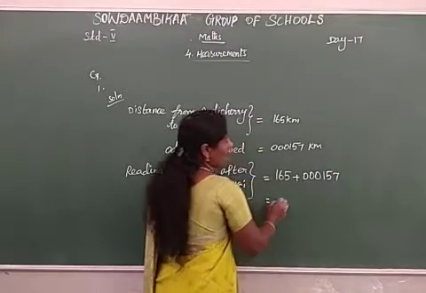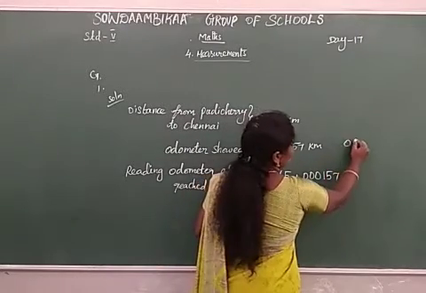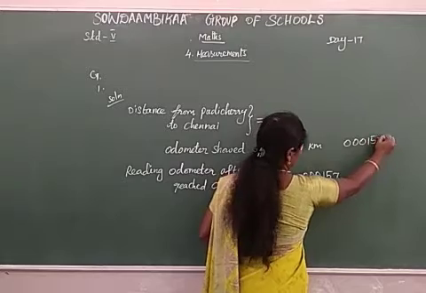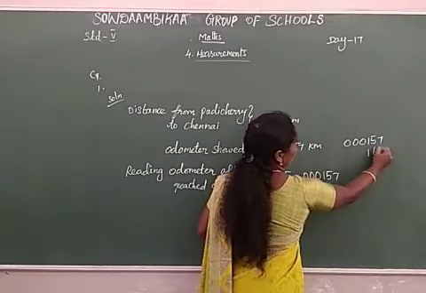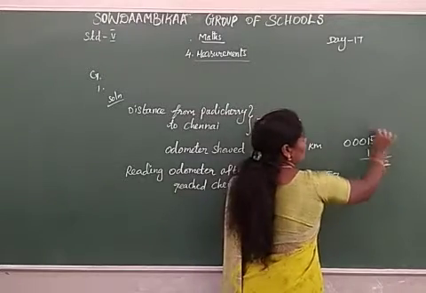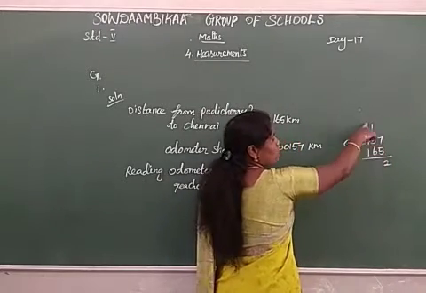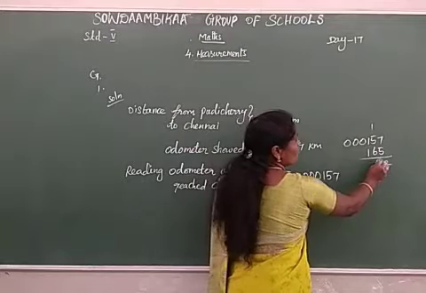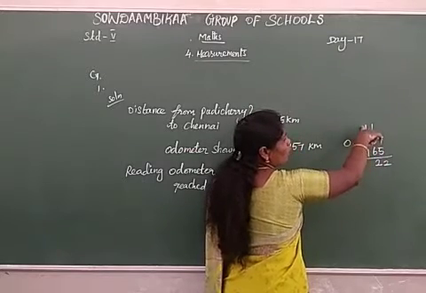00157. Okay, now add these numbers. 00157, 165. 7 plus 5 how much? 12. 2, the remaining 1. 5 plus 1 is 6. 6 plus 6 is 12. 2, the remaining 1. 1 plus 1 is 2.